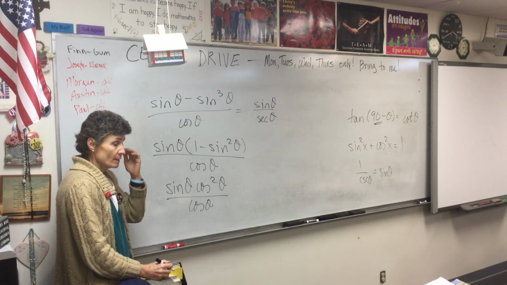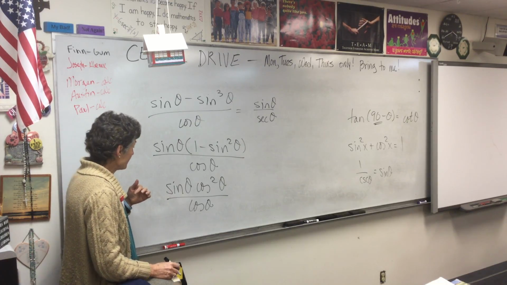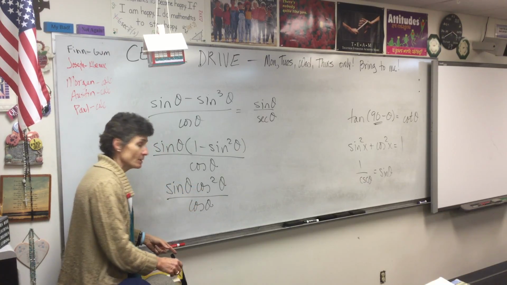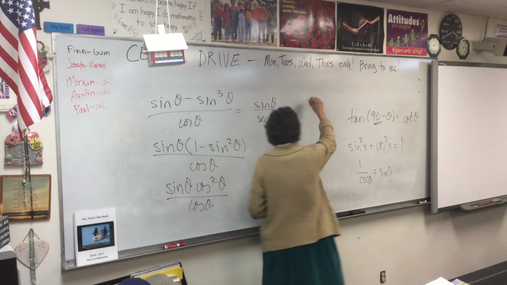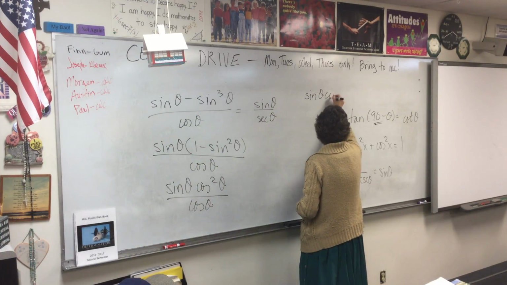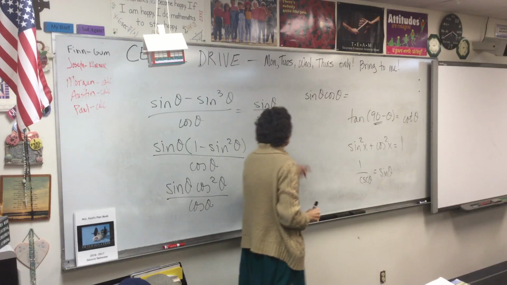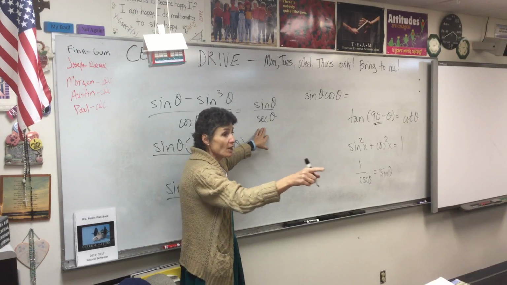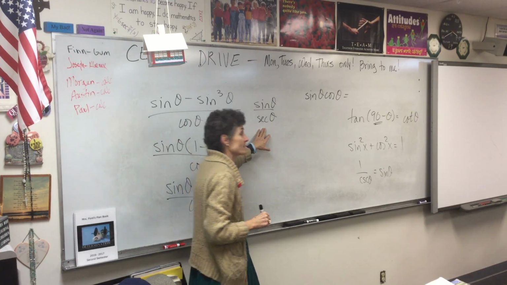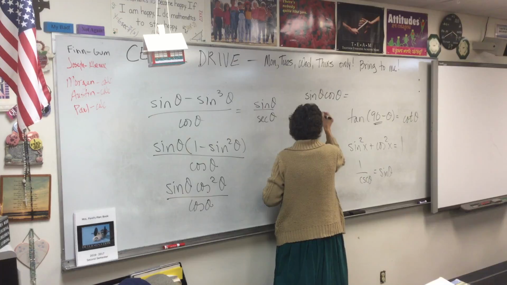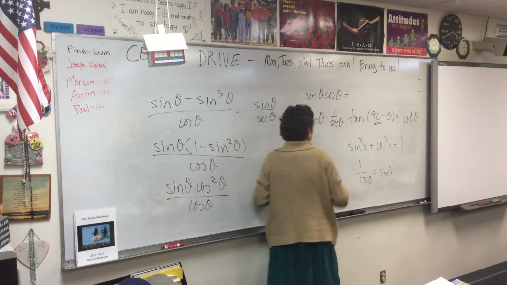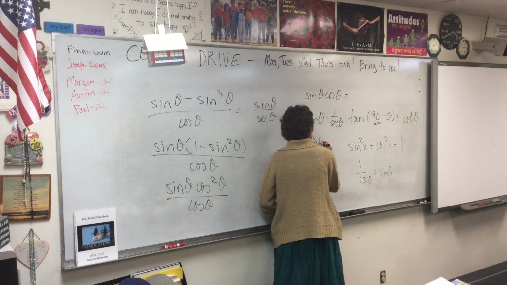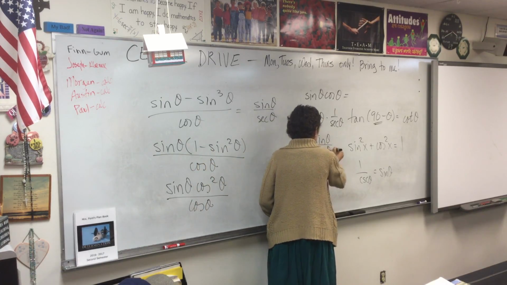Right? Now, wait a minute. One of those is going to cancel with that, right? So I'm going to go ahead and cancel, and that's going to leave me with sine cosine. Oh. And now this is what I'm supposed to be ending up with. What do I know about cosine? It's the reciprocal of the secant. So I can write this because cosine is the reciprocal of the secant. So then I end up with sine over secant.